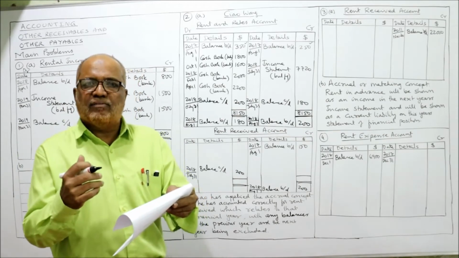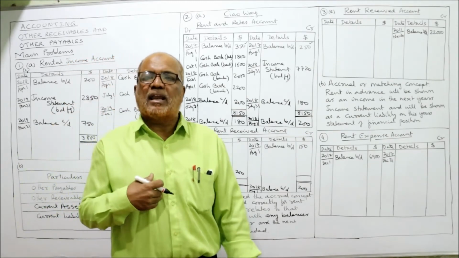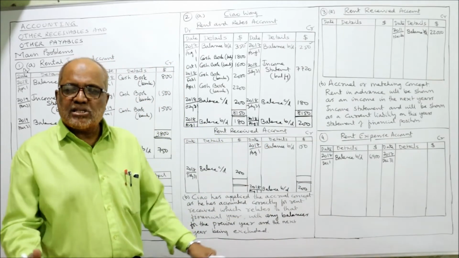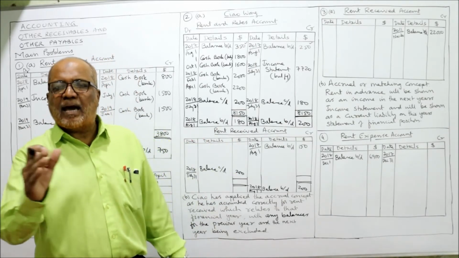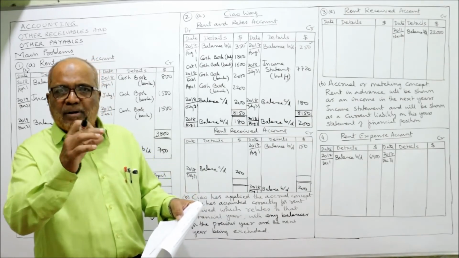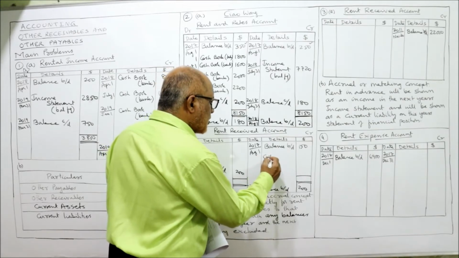Now the amount received. Transaction for rent received, 1st September. When we receive the rent, bank account debit, rent received credit. Just now I told you, when we receive the cash, bank will be debited. When we pay the cash, bank will be credited. Here cash is received. So bank account debit, rent received credit. So here I will write down cash book.